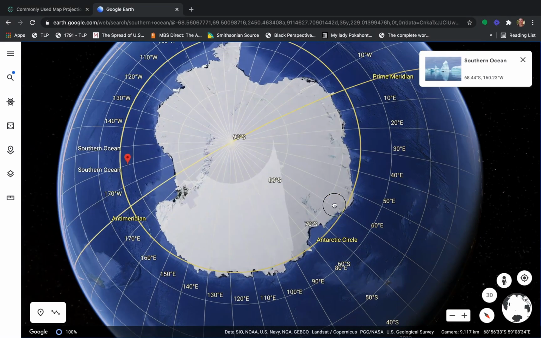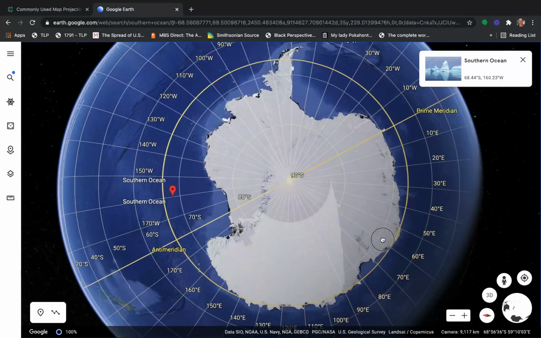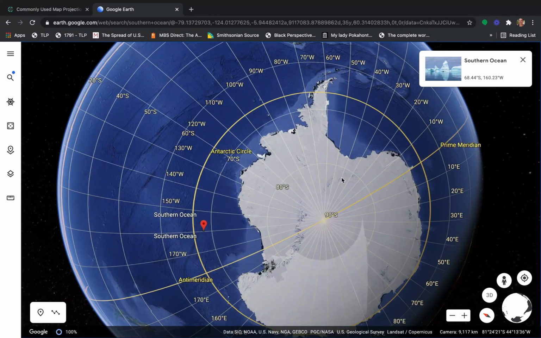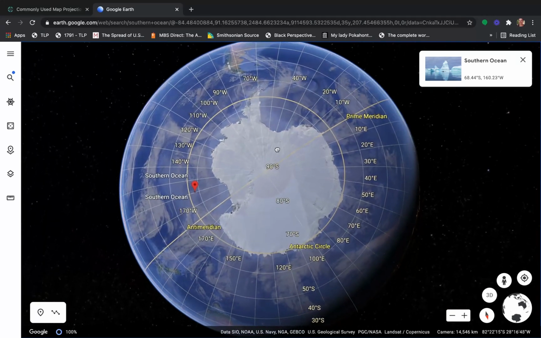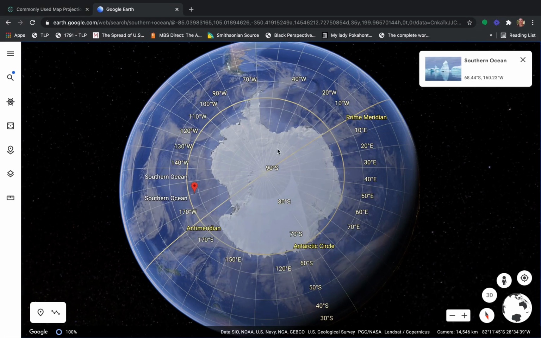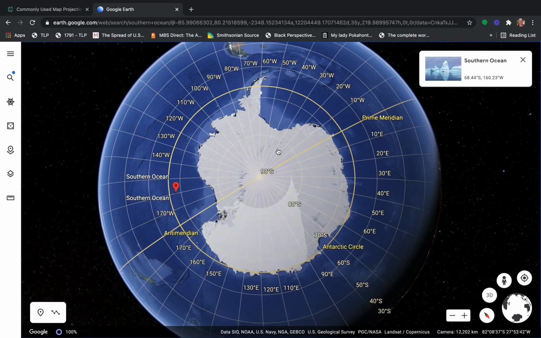But they decided that it was important enough to give the world, the powers that be, to give the world a fifth ocean. So that's how the Southern Ocean was born. And we'll talk a little bit about why it deserves its own, what makes it different from those other oceans.